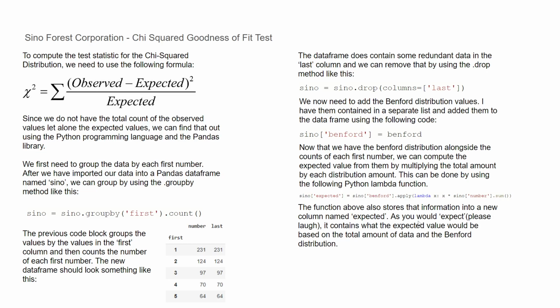As you would expect, let me read that over again. I thought that was kind of funny.